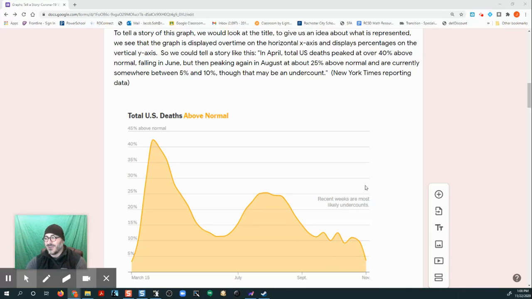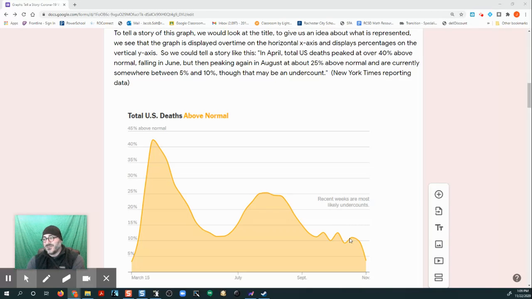But there's a little caveat here, right? Recent weeks may likely include undercounts. So basically the data is incomplete, maybe. Don't trust this part completely because the data isn't all in yet, right? This is developing as we speak. So one way to tell the story, you could say in April, total U.S. deaths peaked at over 40% above normal, falling in June, and then peaking again in August at about 25% above normal, and are currently somewhere between 5 and 10%, though that may be an undercount, right? That's one way you can tell the story.